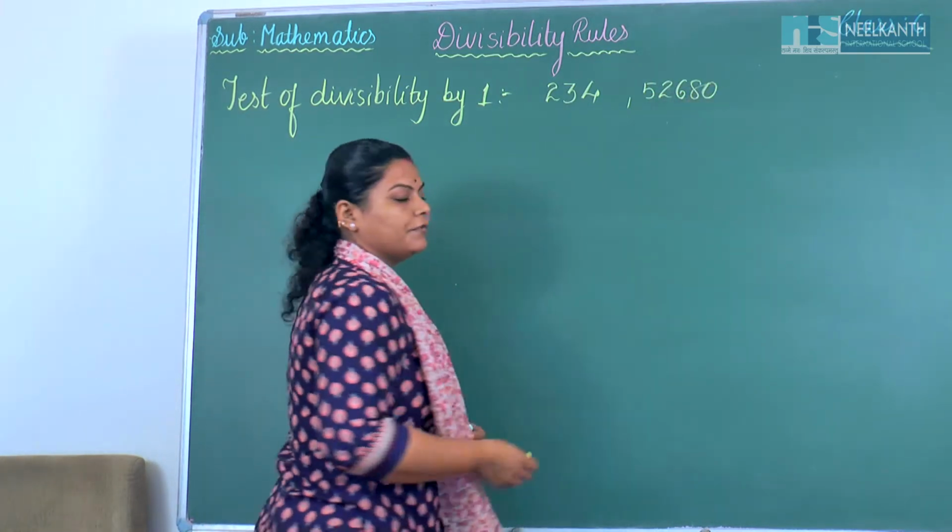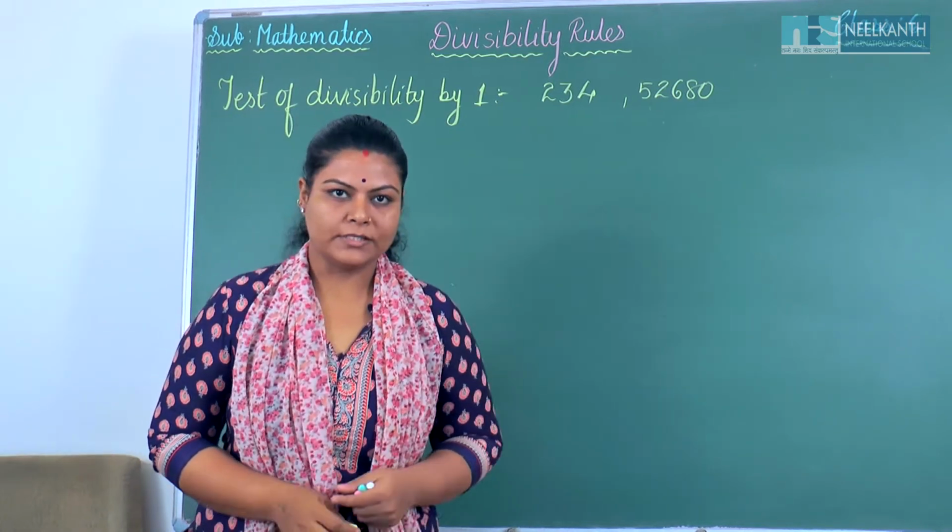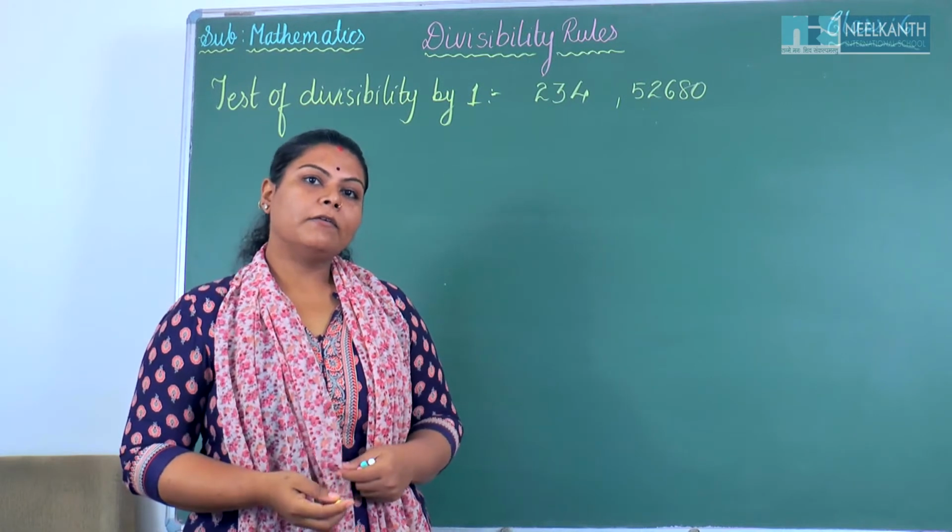52,680. It is also divisible by 1. So all the numbers are divisible by 1. It is so easy for us. Now let's take the next number.